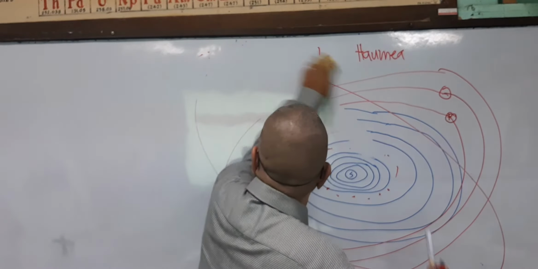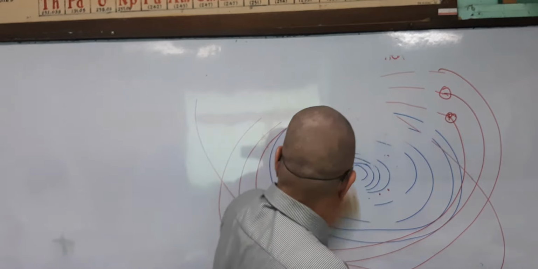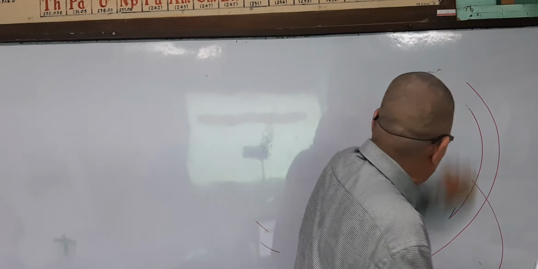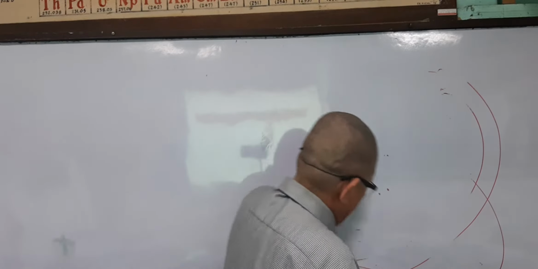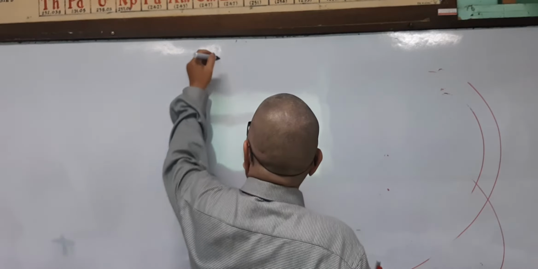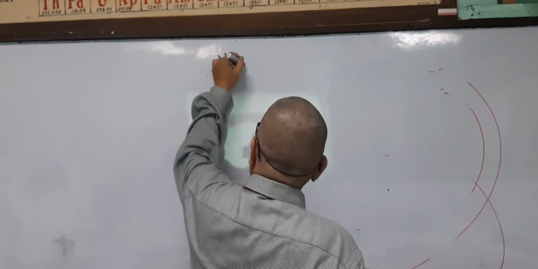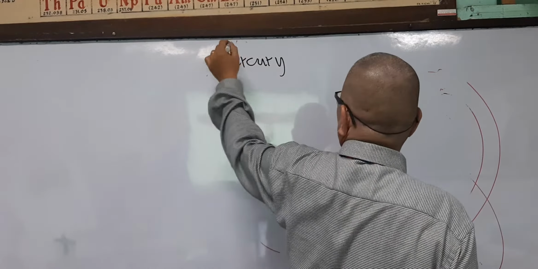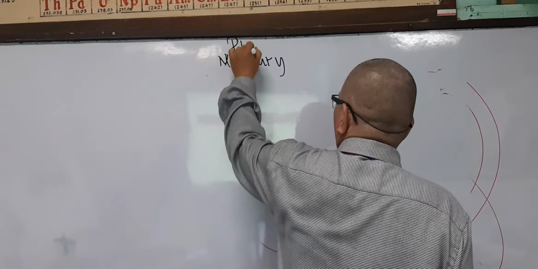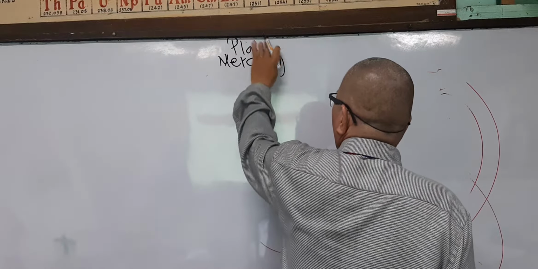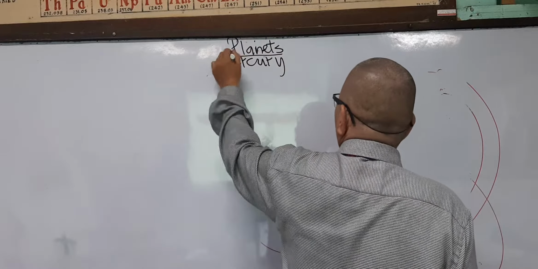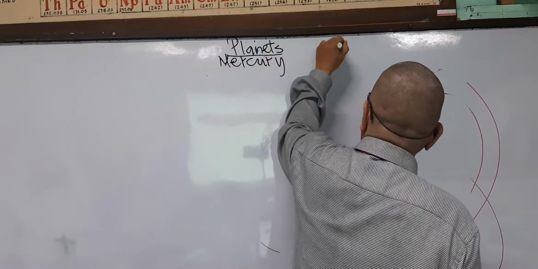Mercury, I'm going to erase this one. Erase, erase, erase. So, Mercury. Density. You have planets.